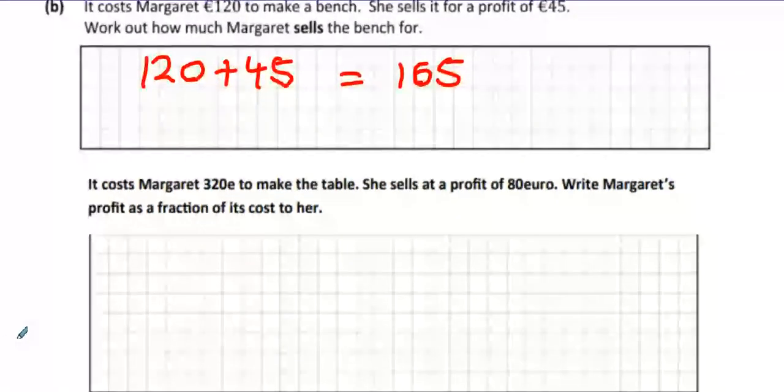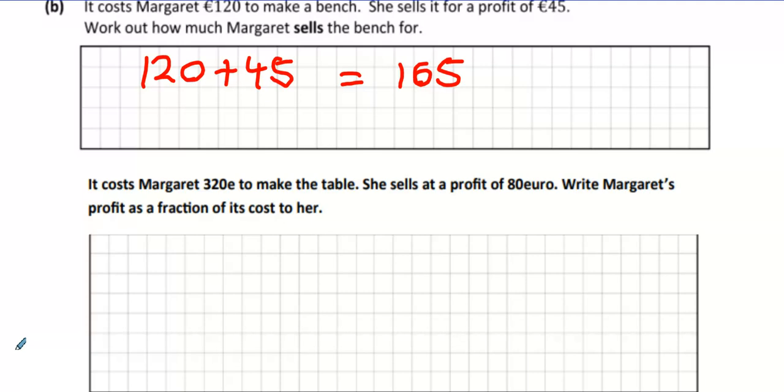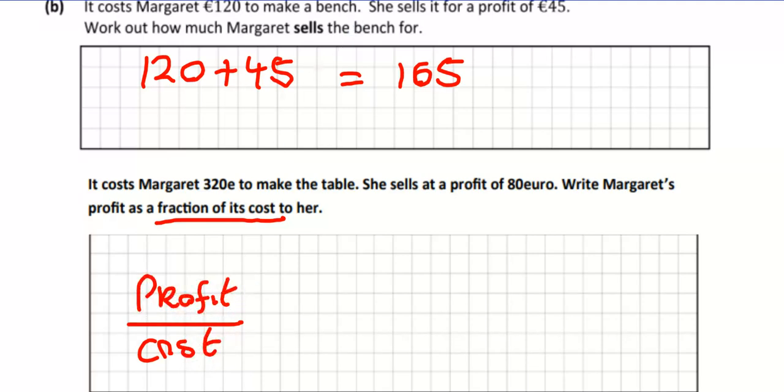Okay. This one, I understand why people found this one a bit tougher, right? We want it as a fraction. Fraction of its cost. You understand? The cost is on the bottom and profit is on the top. Do you see the language? Write Margaret's profit, the blue part, as a fraction of its cost. Cost on the bottom. So what do we replace profit with? 80. What do we replace cost with?